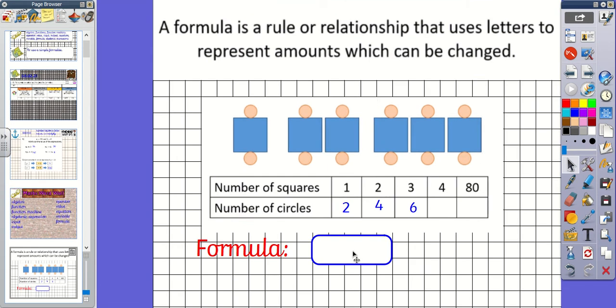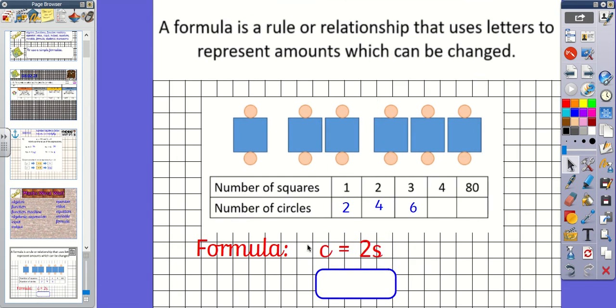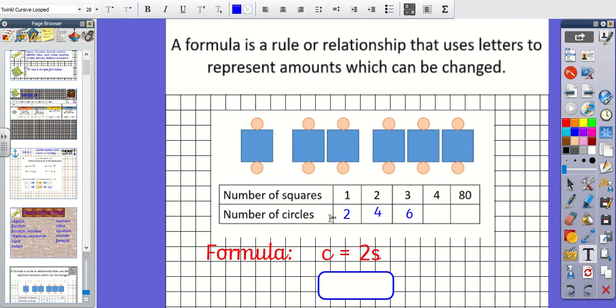So my formula is the amount of circles is 2s. I have used C to represent the circles, and S to represent the squares. So the number of circles equals 2 times the number of squares, because remember, a number before a letter means to multiply. To find the number of circles for 4 squares, I multiply the number of squares by 2. So 4 times 2 gives me 8.